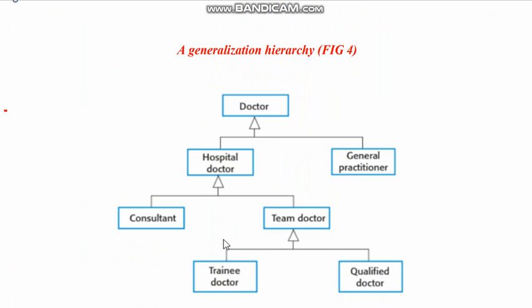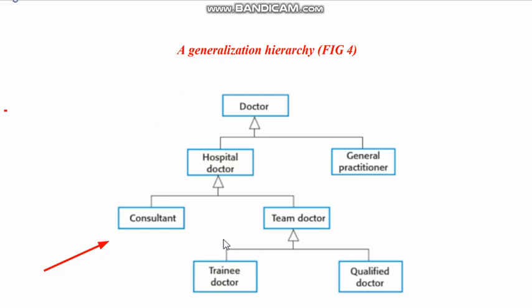Now the last factor which we have to see is generalization. Here you can see that there is a doctor class, and these two classes are derived from doctor, that is hospital doctor and general practitioner. Again hospital doctor is derived into two classes, that is consultant and team doctor. Team doctor again has two subclasses, that is, this becomes a base class for these two, a trainee doctor and a qualified doctor. So generalization is all about inheritance.